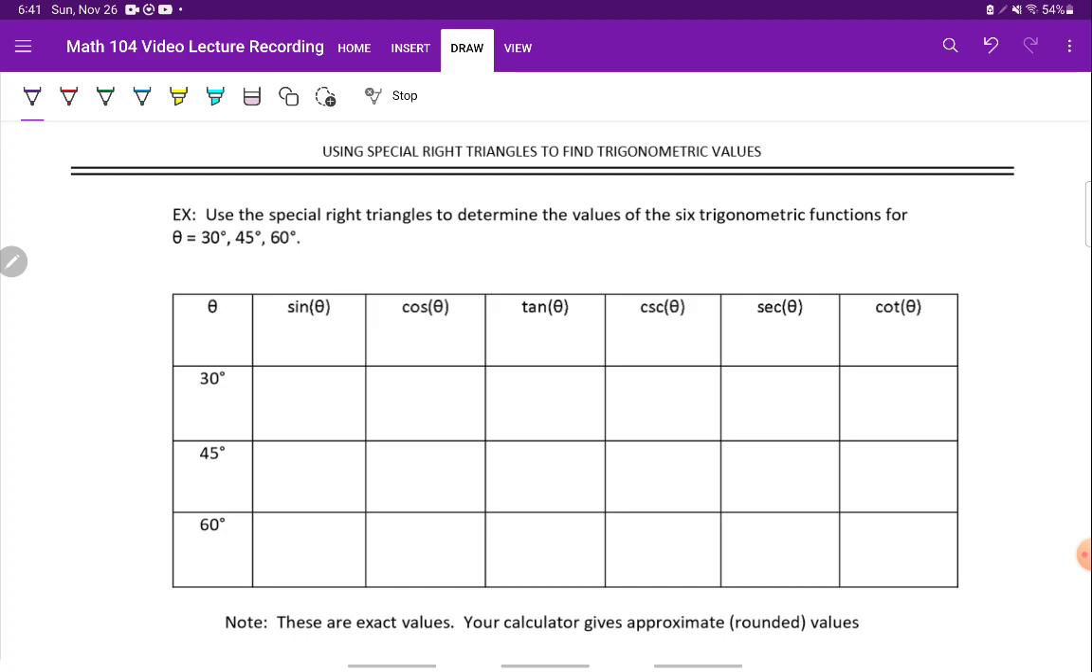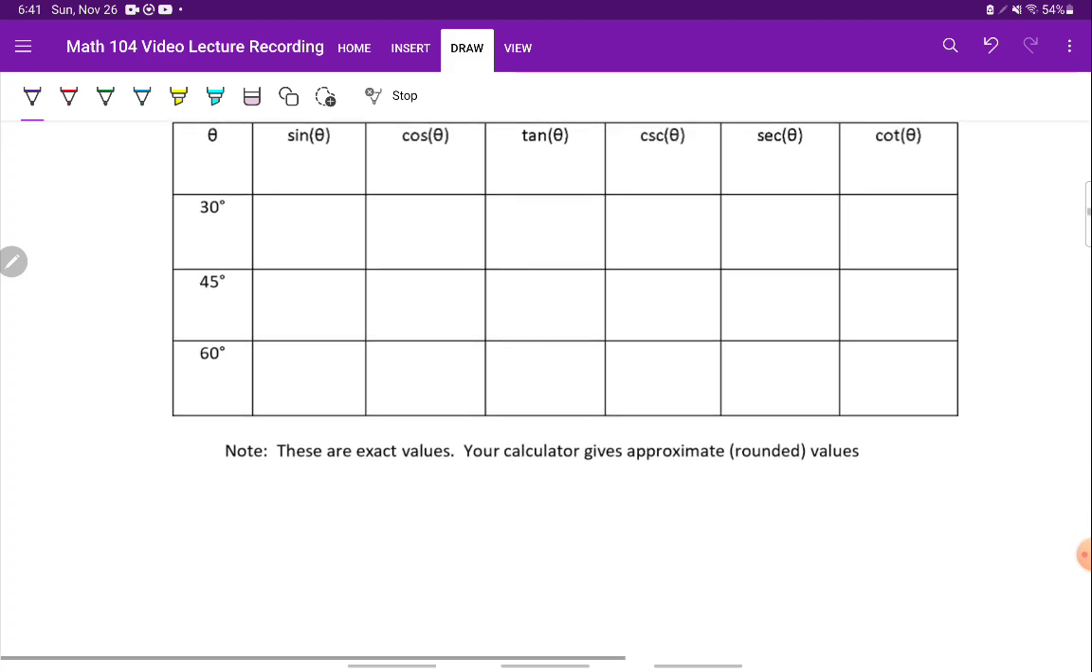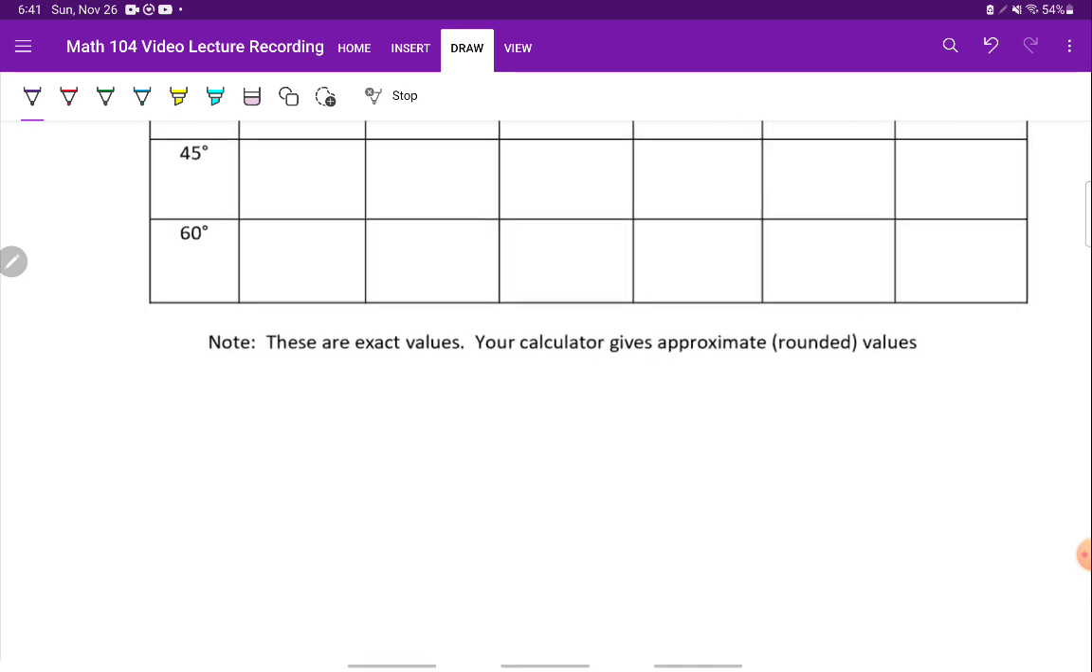Now, please note that these will be exact values. Your calculator provides only approximate or rounded values, but these will give us the exact values. I use this technique forever for finding exact trigonometric values. So let's start with 30 degrees.